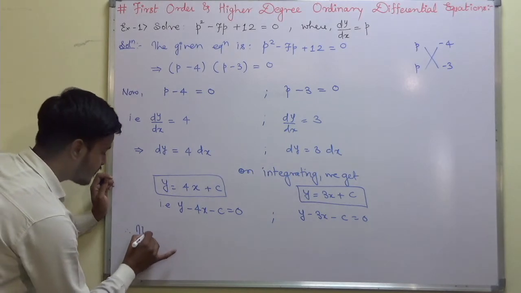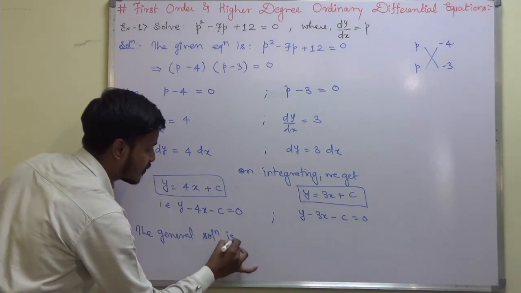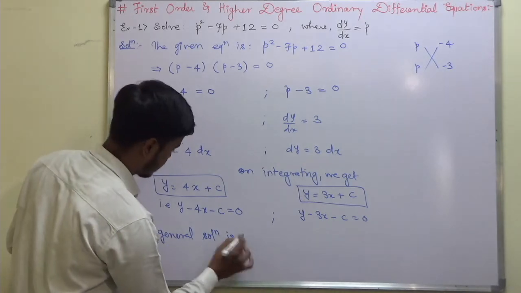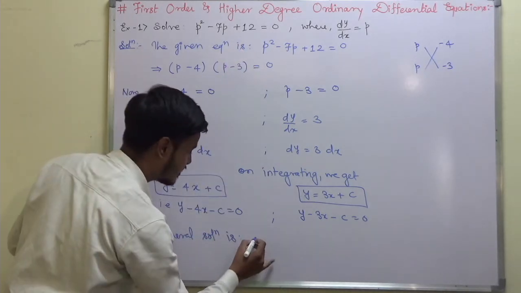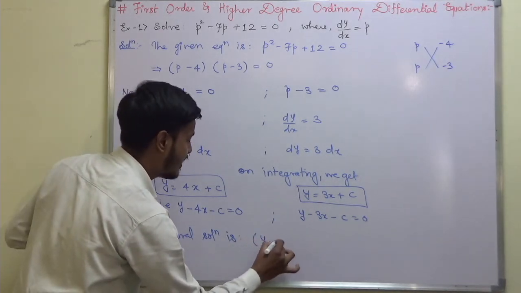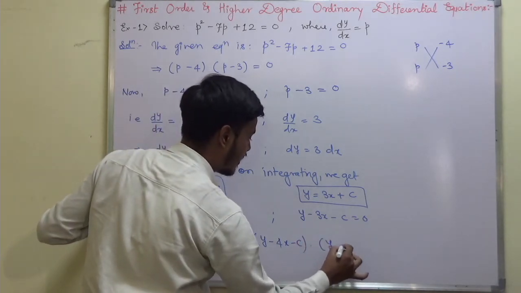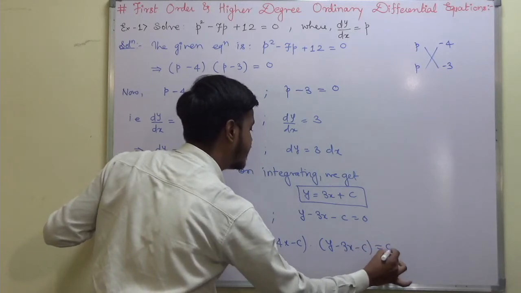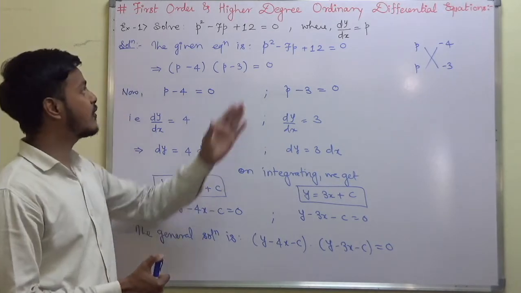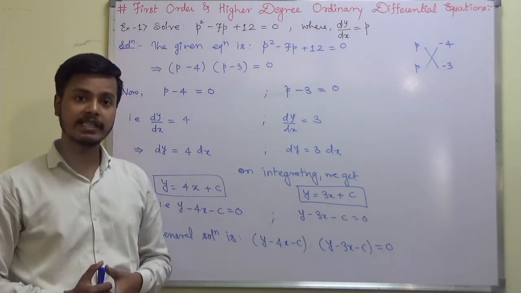Therefore, the general solution is, what is the general solution? Yes, the general solution of course of the given equation is, what is it? Help me out in writing down this. y minus 4x minus c into y minus 3x minus c is equal to 0. And this is the required solution of this given problem. Okay, so I hope this problem is clear to you.